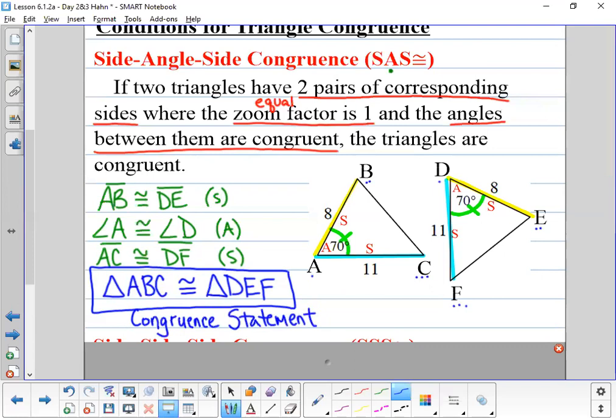So there is our first shortcut for congruence: side angle, side congruence. Kind of matches up with our side angle, side similarity, but this time the zoom factor is 1. So not only are they similar, they are also congruent.